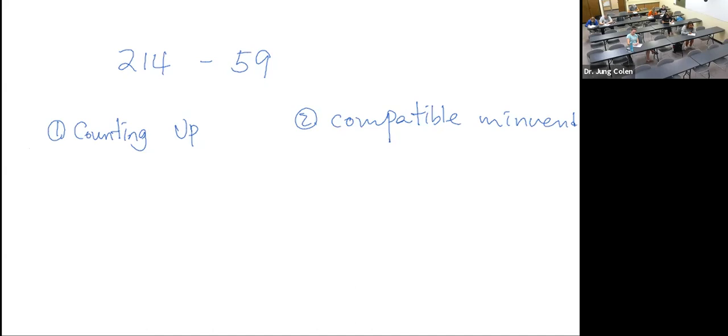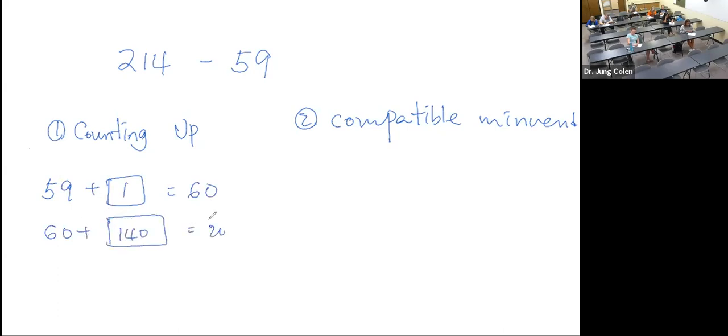Do we have any volunteer for the counting up strategy? Very good. So I took 59 and I added 1 to it, and you get 60. And then I added 140, and then I got 200. And then I added 14 to that and got 214. Excellent. So then what was the final answer, the difference? 155. Here we go. So add all of these together. So your missing addend is 155. Okay, great job.